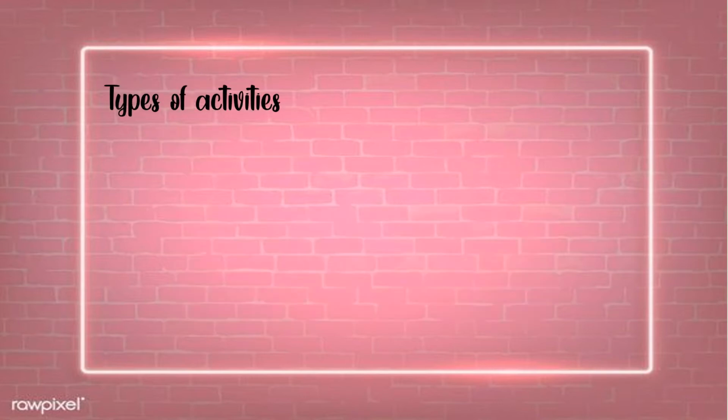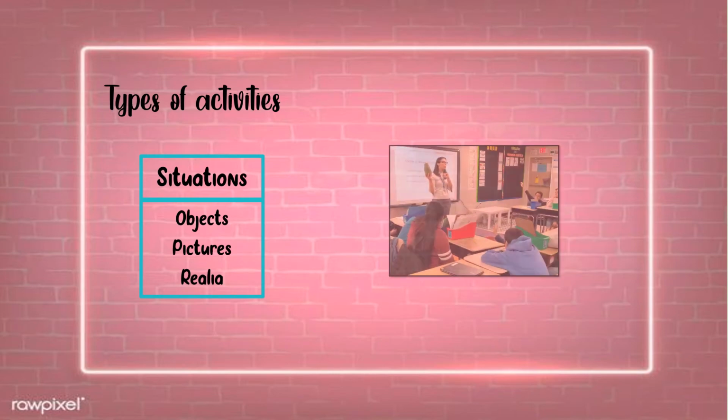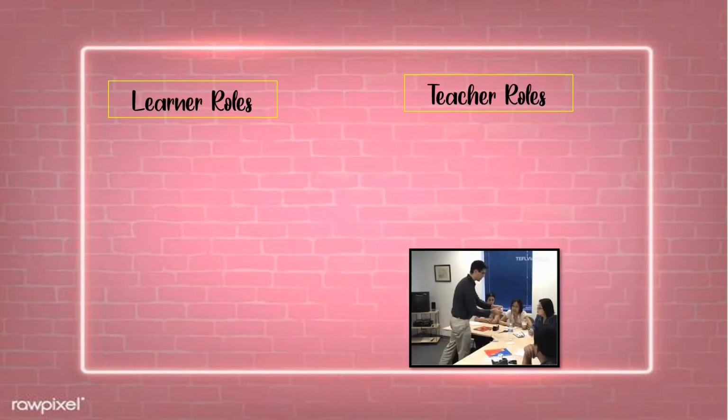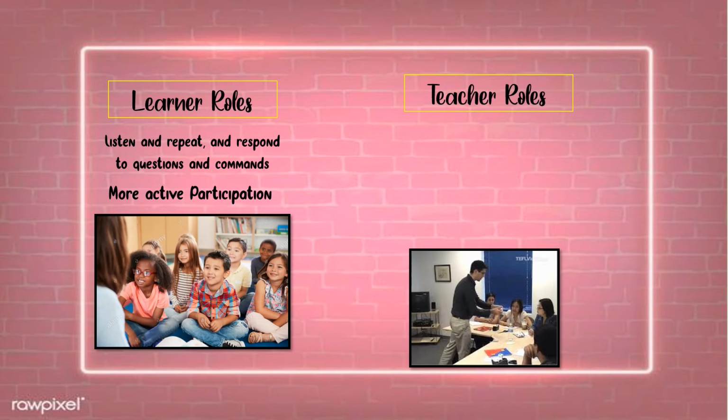Students must be taught through situations. A situation is the use of concrete objects, pictures, and realia, which together with actions and gestures can be used to demonstrate the meaning of new language items. In the initial stages of learning, the learner is only required to listen and repeat what the teacher says and to respond to questions and commands. Later, more active participation is encouraged.